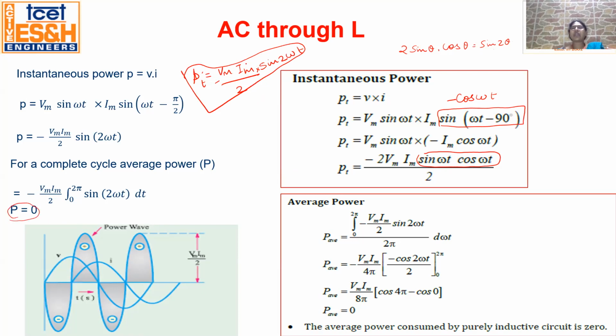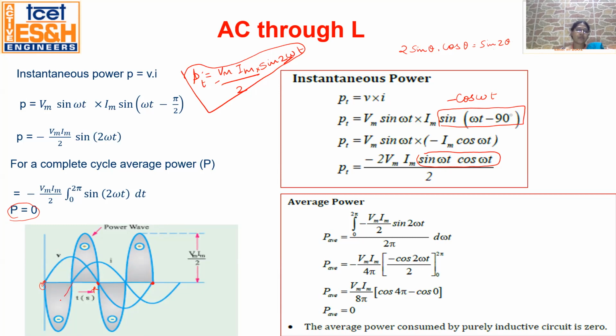I already mentioned this in the case of resistance. Now see, 2 omega t. What do you mean by 2 omega t? It has a double frequency, double the frequency of voltage and current. See, this is the voltage. It starts from here and it is 0 at pi, and again increases in the negative direction and stops here.